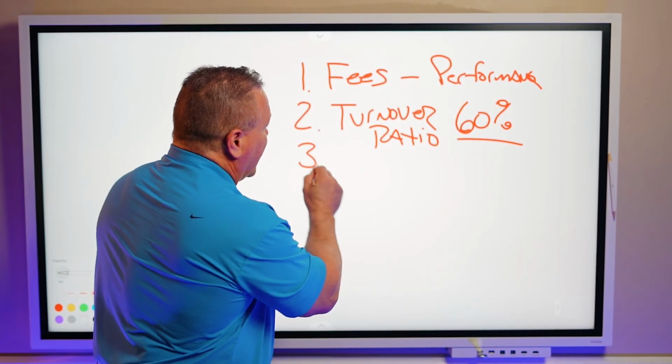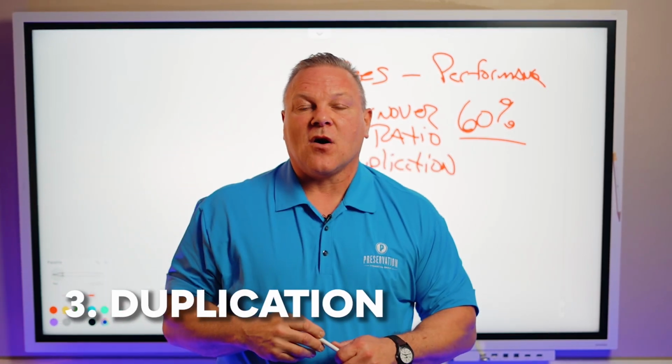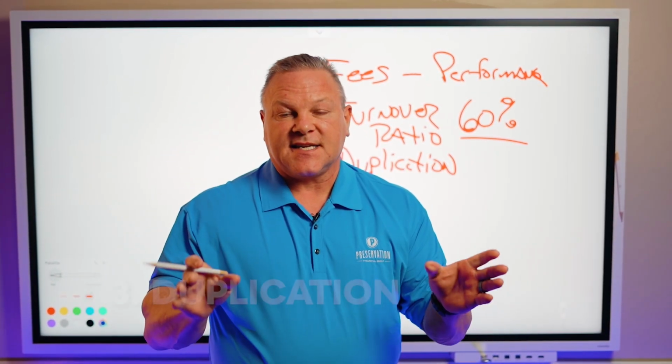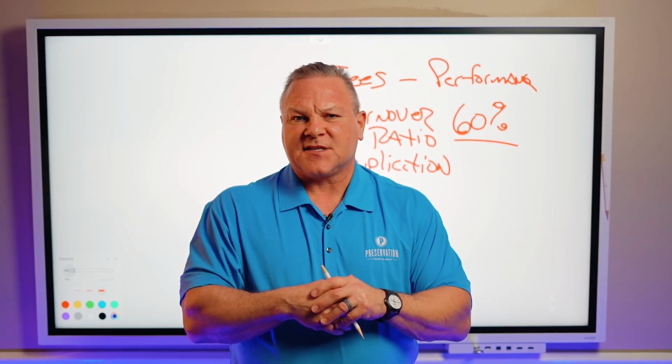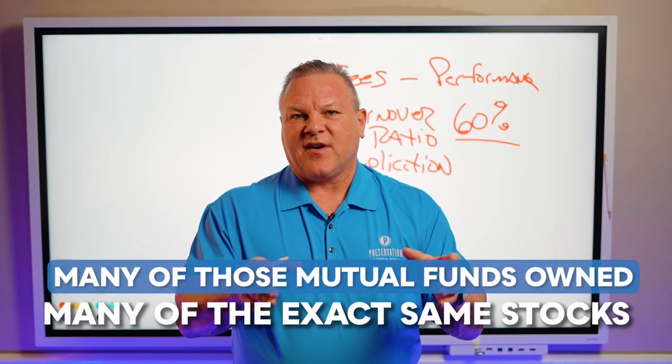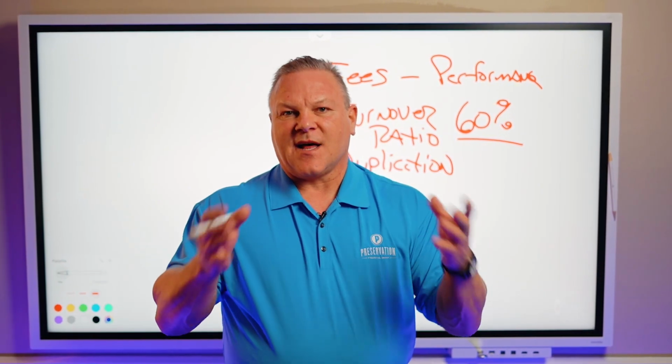The third thing outside of fees and turnover ratio is something called duplication. This is an example of duplication. We had a couple the other day come into my office and we ran a report and audit on all their holdings. And they had about 10 or 12 mutual funds, but many of those mutual funds owned many of the exact same stocks. So there's a lot of duplication.